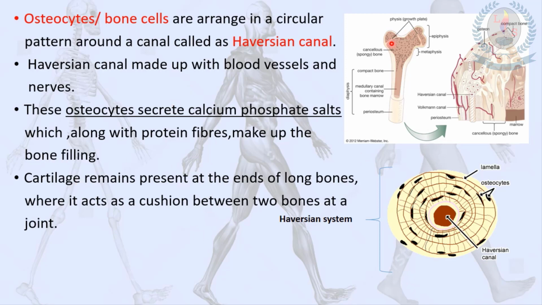Then what happened to the cartilages? The cartilage remains present at the end of the long bones, where it acts as a cushion between two bones at a joint. We know that each and every cartilage in our body acts as a cushion between two bones at the joint. So this is the basic introduction and basic detail about the formation of bone and the structure of bones.